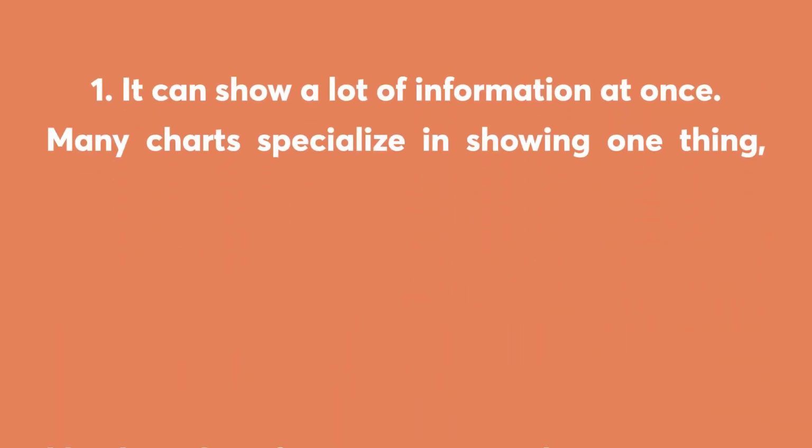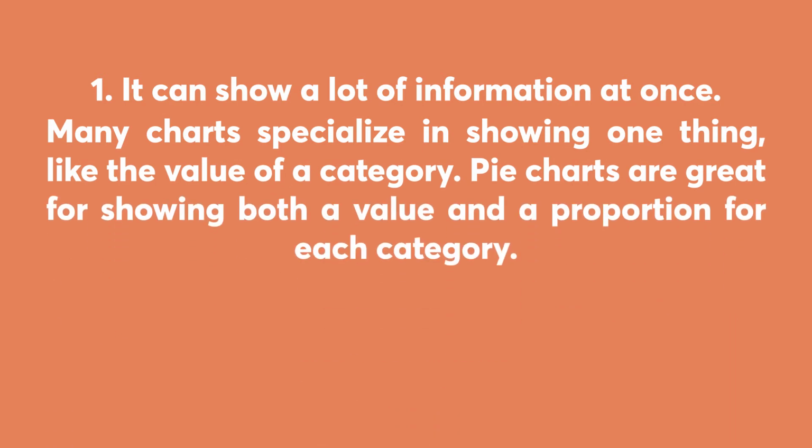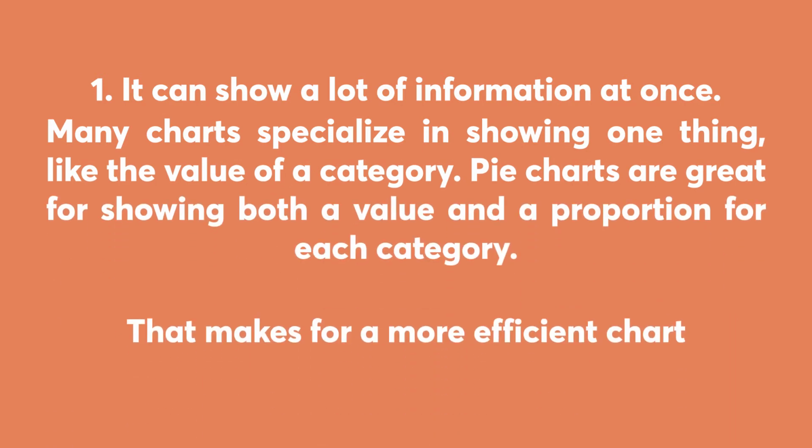First, it can show a lot of information at once. Many charts specialize in showing one thing, like the value of a category. Pie charts are great for showing both a value and a proportion for each category. That makes for a more efficient chart.